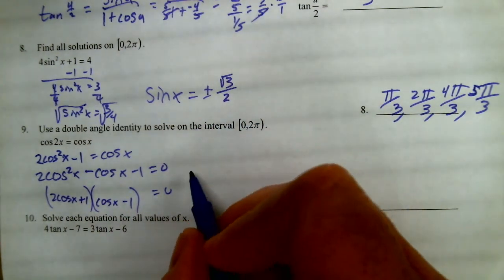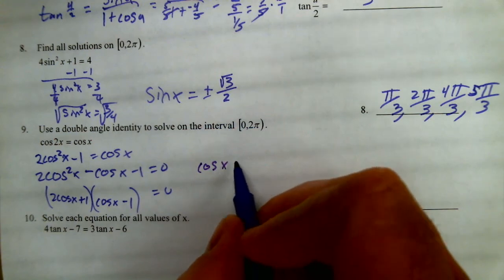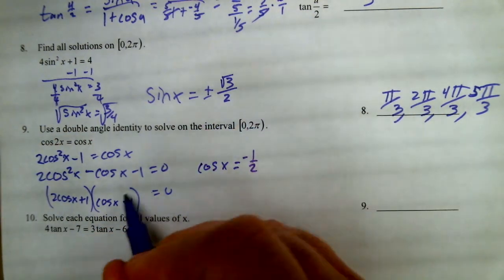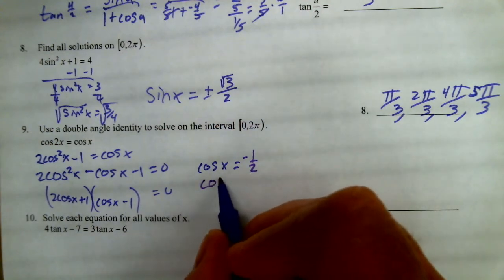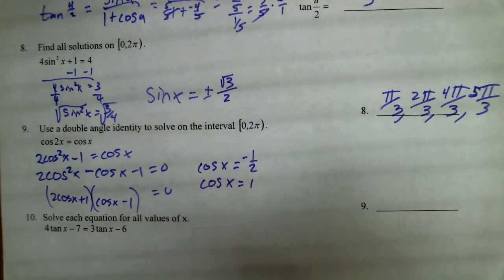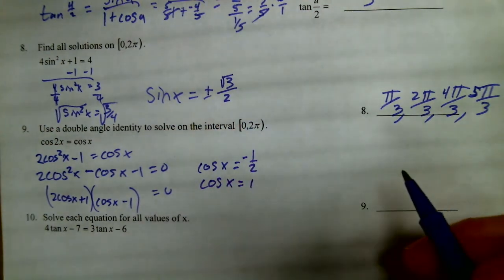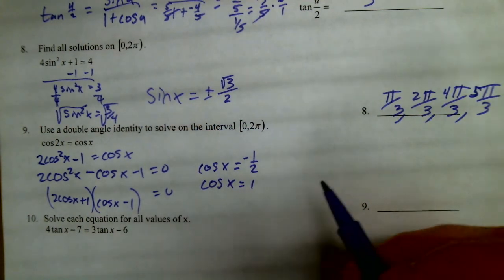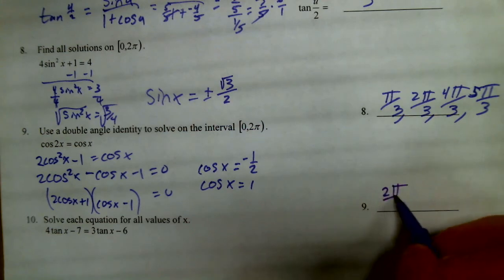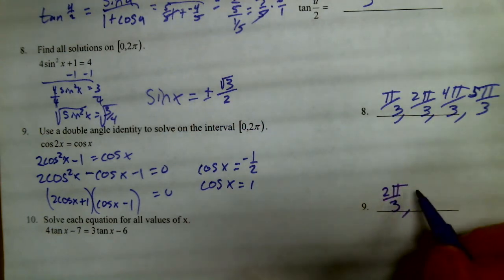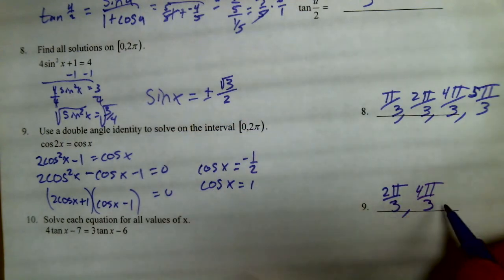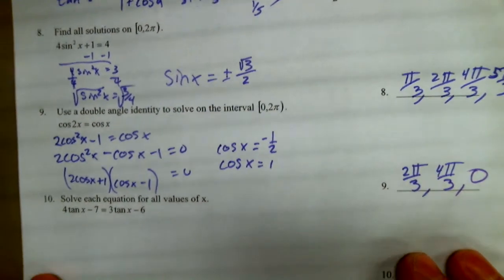So in my two cases here, I have that the cosine of x is equal to, move this to the other side, divide by 2, negative 1/2. And move that to the other side. My other case is where the cosine is equal to 1. If I look on my unit circle, I get the cosine is equal to negative 1/2 at 2 pi over 3 and 4 pi over 3. And the cosine is equal to 1 at 0.